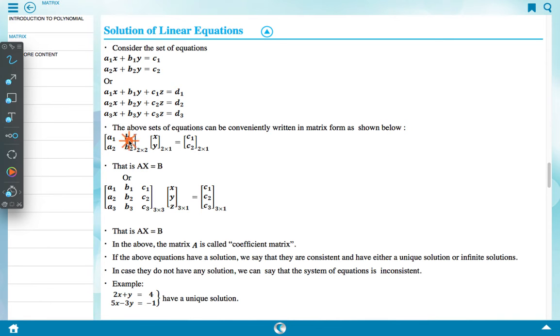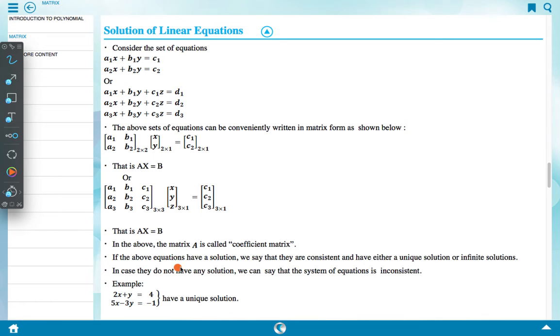[a1 b1; a2 b2], a 2 into 2 matrix, times [x; y], a 2 into 1 matrix, equals [c1; c2], a 2 into 1 matrix, that is AX equals B. Or [a1 b1 c1; a2 b2 c2; a3 b3 c3], a 3 into 3 matrix, into [x; y; z], a 3 into 1 matrix, equals [d1; d2; d3], a 3 into 1 matrix. That is AX equals B. In the above, the matrix A is called the coefficient matrix.